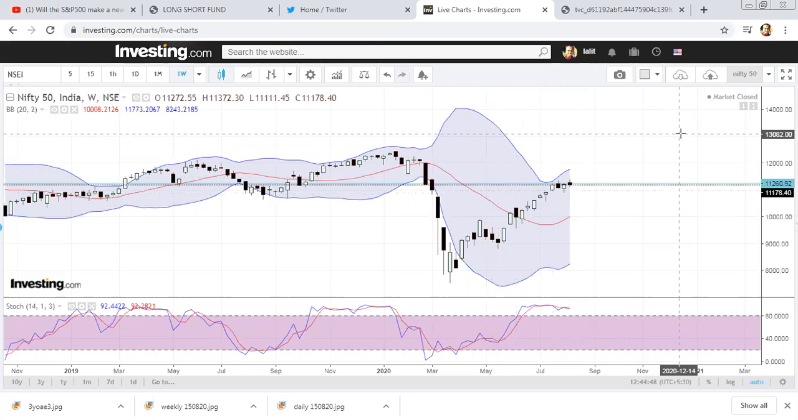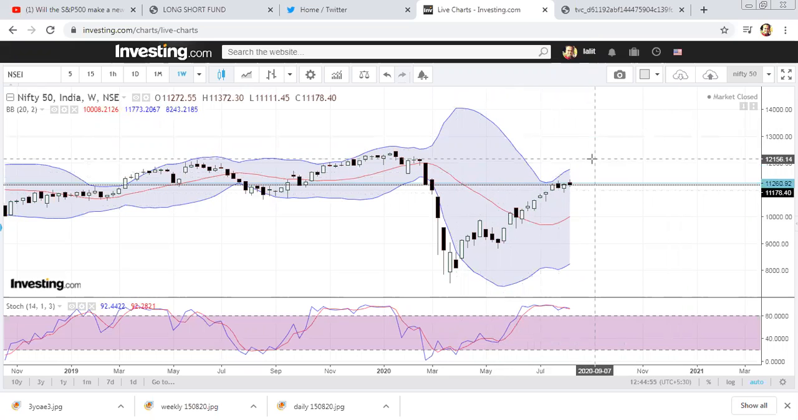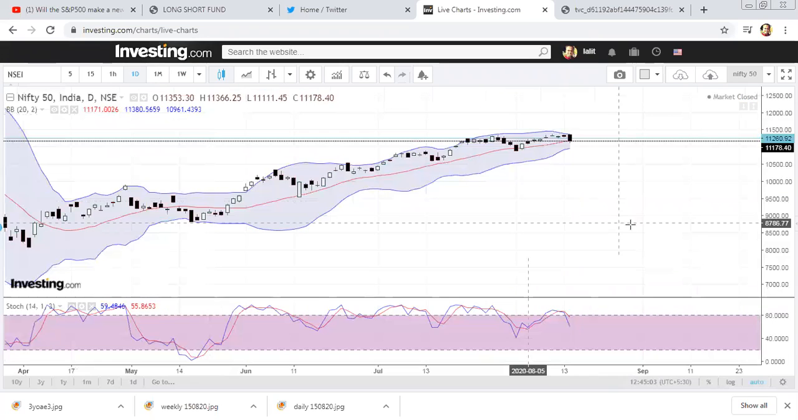Today we will be analyzing the Nifty 50 for the daily, weekly, and the monthly. Look at the charts and see where we can go in the next week and the next few months going ahead. So let's look at the daily chart on the Nifty.